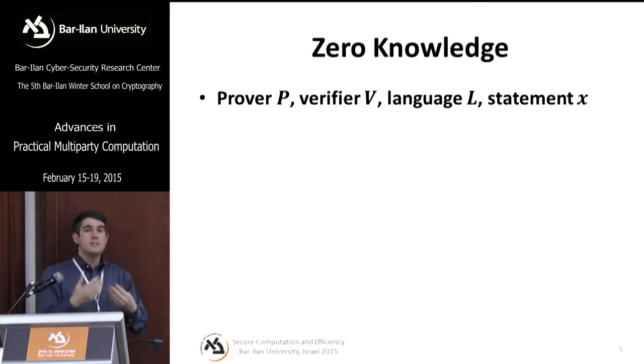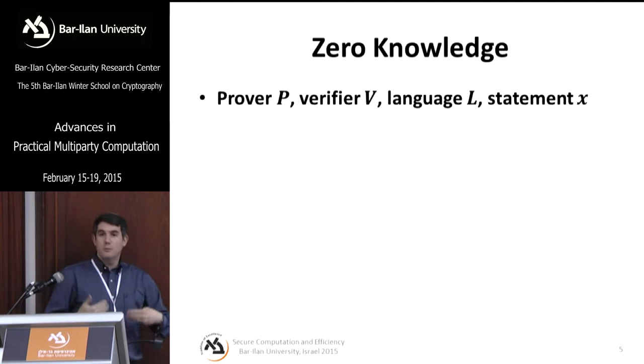But if I can prove in zero knowledge, I can provide the plaintext and prove in zero knowledge that this is indeed the value that was encrypted, then I can limit the damage to only the minimum that's absolutely necessary. So that's, for example, one application that you could use zero knowledge for.